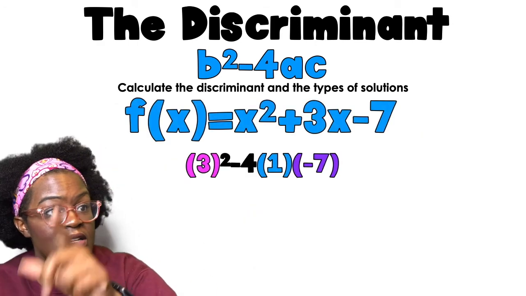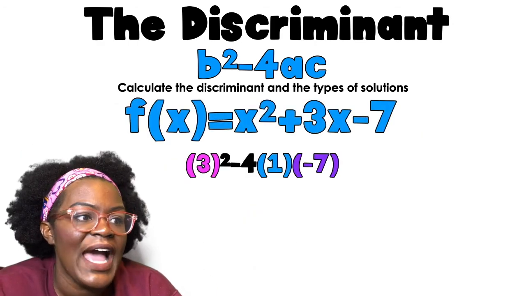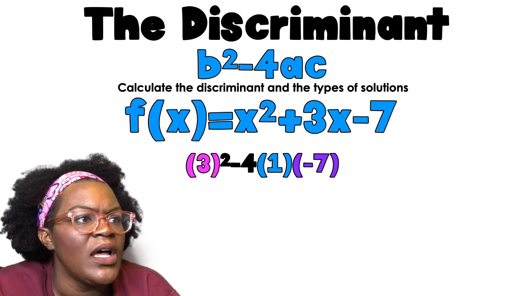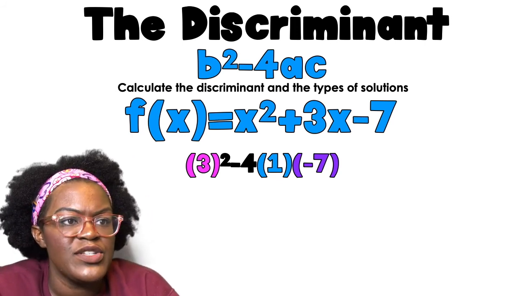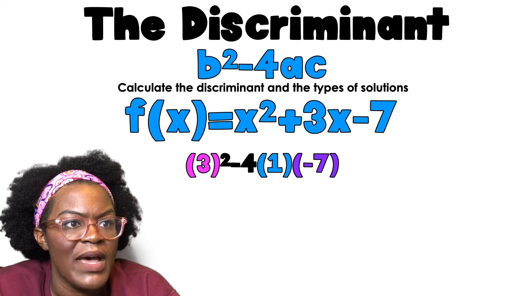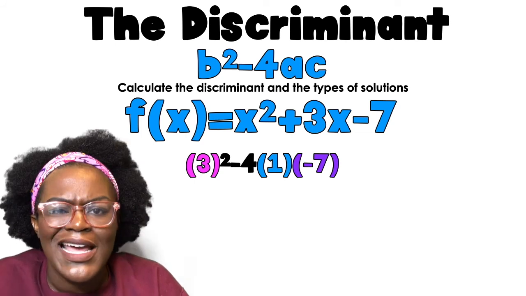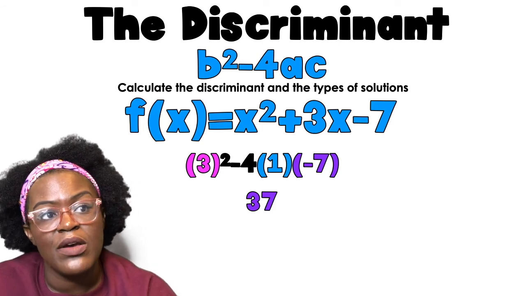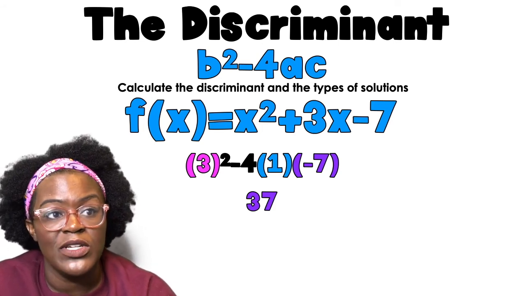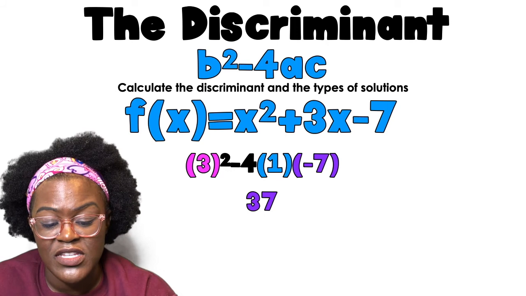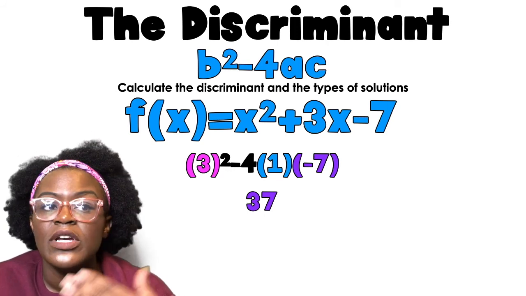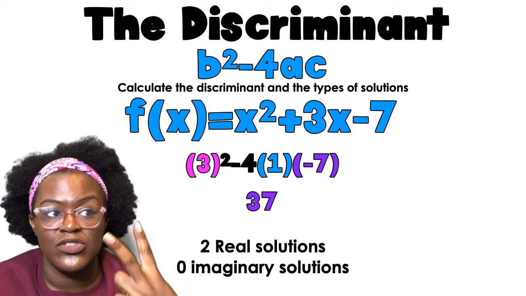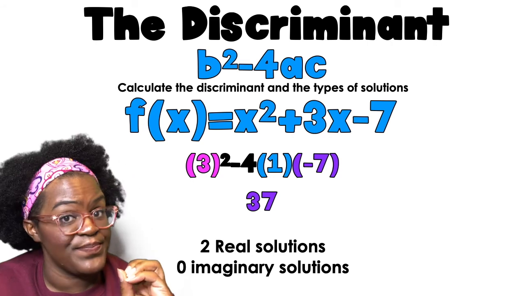Slide 27 out of 29, just so you know where we are. We have 3 squared minus 4 times 1 minus 7 times negative 7. I cannot talk. The answer is 37. So again, you're just finding the number that is b squared minus 4ac. What is that number equal to? It's equal to 37. Is that greater than 0, equal to 0, or less than 0? Greater than 0. So that means it has 2 real solutions, 0 imaginary solutions.